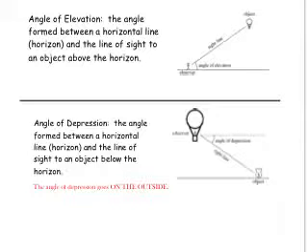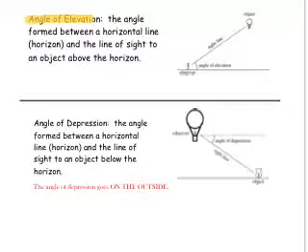An angle of elevation is the angle formed between a horizontal line, the horizon, and the line of sight to an object above the horizon. So angle of elevation is pretty straightforward. If I'm standing here and looking straight out, so it's the horizon, and I go up, if my eyes go up, then it's an angle of elevation between the horizontal line and whatever my line of sight is. So the angle of elevation goes up from that horizontal.